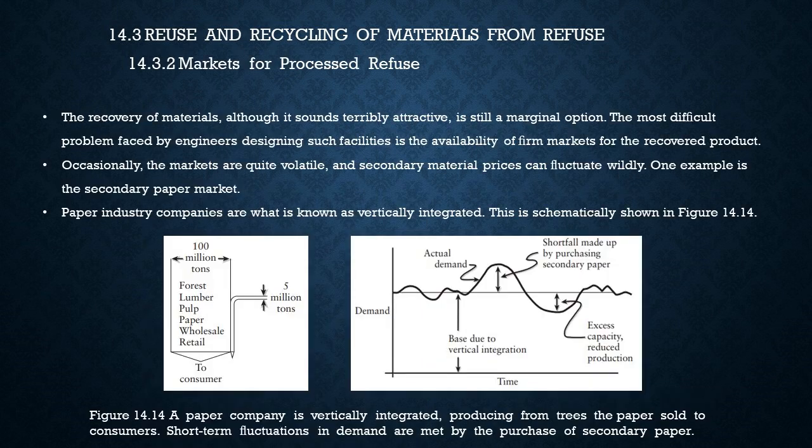The recovery of materials, although it sounds terribly attractive, is still a marginal option. The most difficult problem faced by engineers designing such facilities is the availability of firm markets for the recovered product. Occasionally, the markets are quite volatile and secondary material prices can fluctuate wildly. One example is the secondary paper market. Paper industry companies are what is known as vertically integrated. This is schematically shown in Figure 14.14.